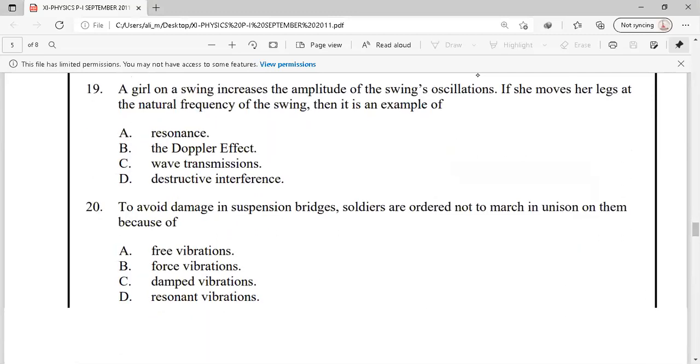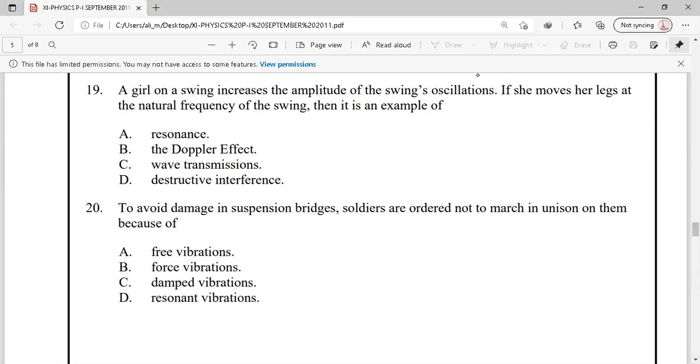Let's move to our question number 19 and 20. A girl on a swing increases the amplitude of the swing's oscillation if she moves her legs at the natural frequency of the swing. This is an example of resonance. The swing has its own natural frequency, and the girl moves her legs to and fro, increasing the amplitude of the swing. This means that the vibration from the girl matches the natural frequency of the swing, which forms the phenomenon of resonance. So option A is the right answer.